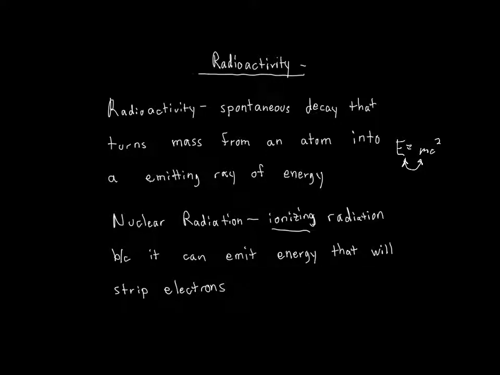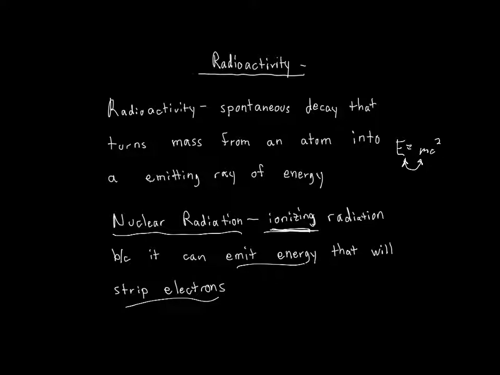And in particular, there's something called nuclear radiation, which is just a specific property of radiation where it can be ionizing. So that means that it can emit energy that's able to strip electrons outside of an atom, which is basically what an ion is, an atom with stripped electrons.